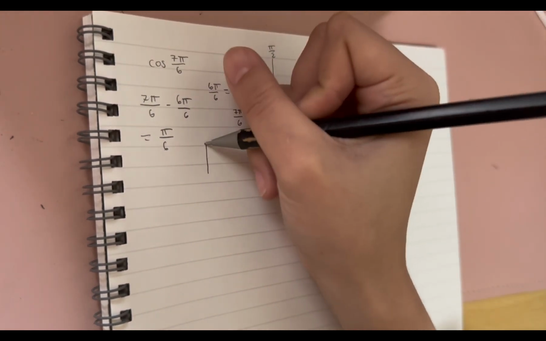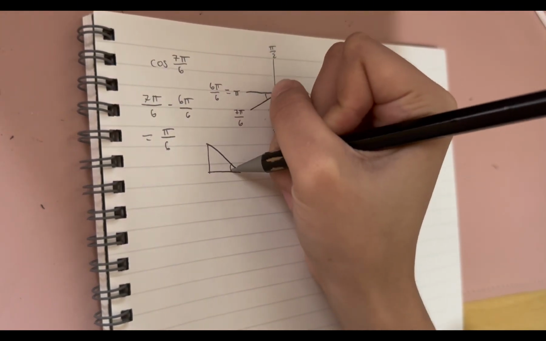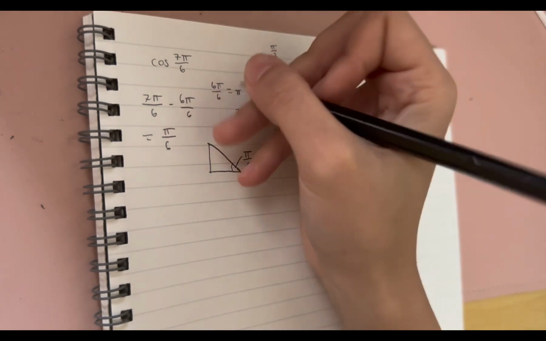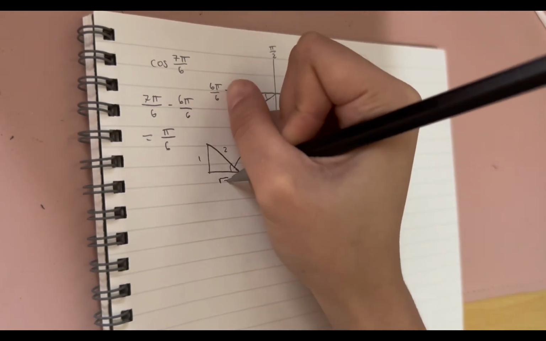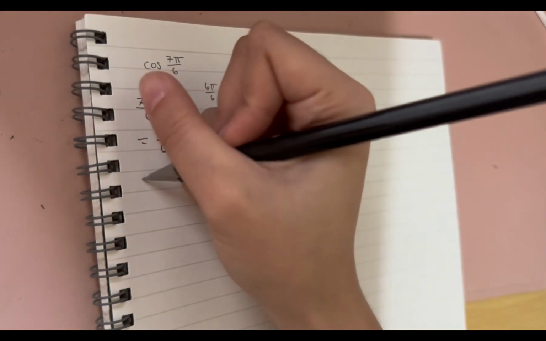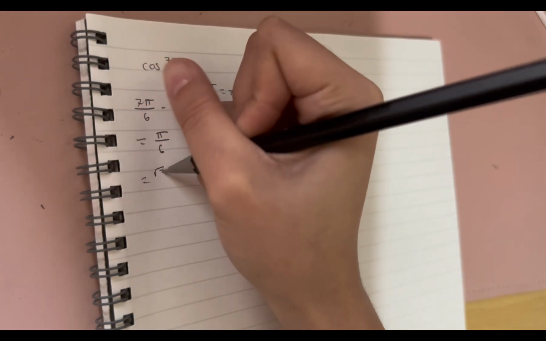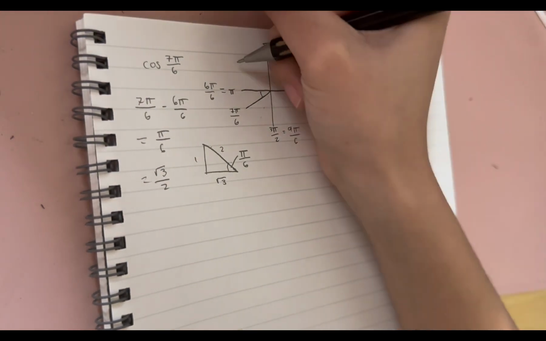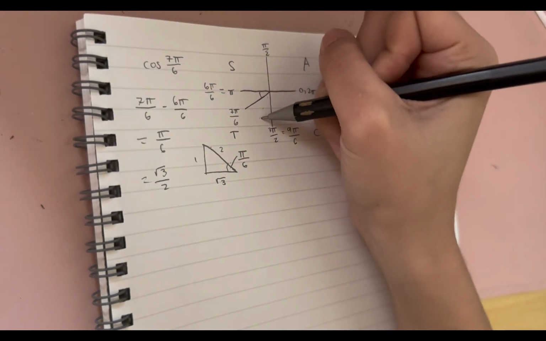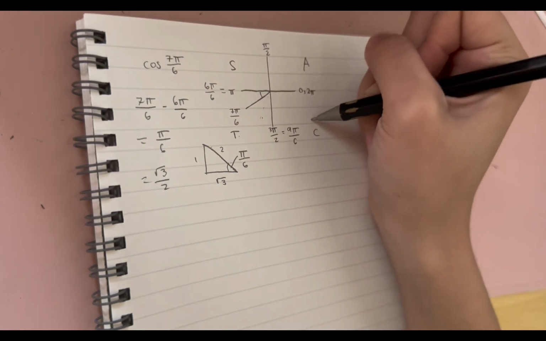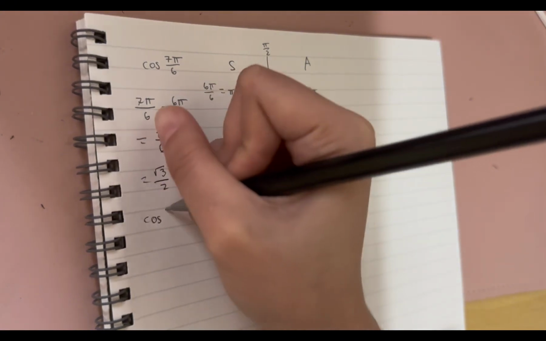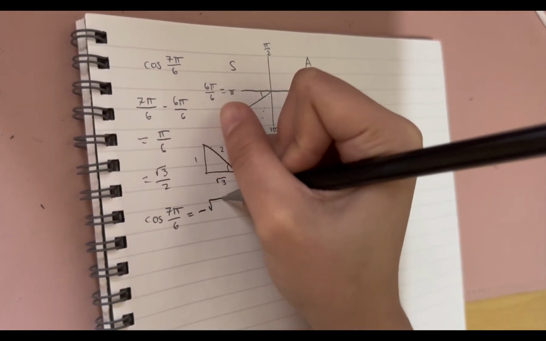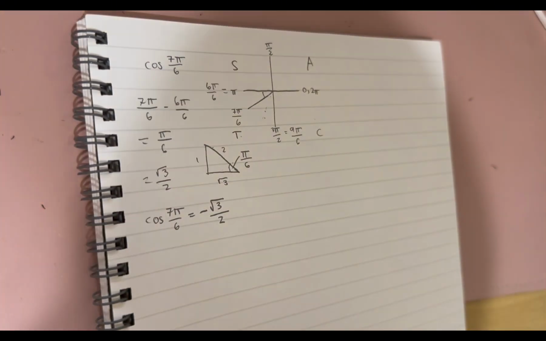And if we look at our special triangle, for pi over 6, we have 1, 2, root 3. And we know cosine is adjacent over hypotenuse, so adjacent root 3 over hypotenuse 2. Now, according to the CAS rule, since we're in the third quadrant where tan is the only positive, cosine would be negative. So now cos of 7 pi over 6 is equal to negative root 3 over 2. So we know that the exact ratio for cos of 7 pi over 6 is equal to the negative of root 3 over 2.